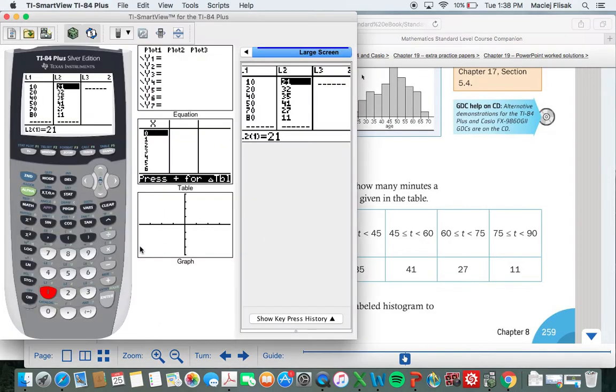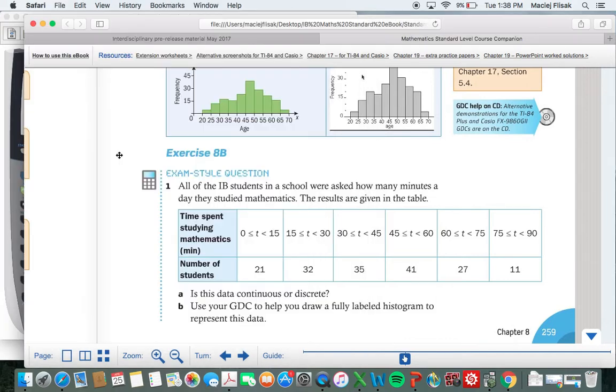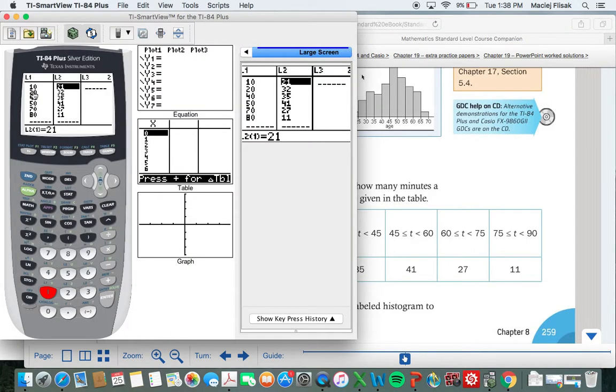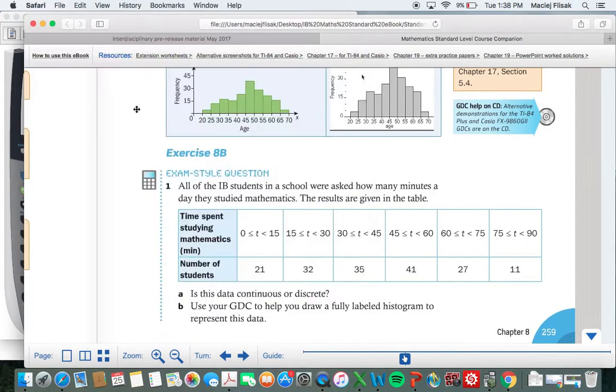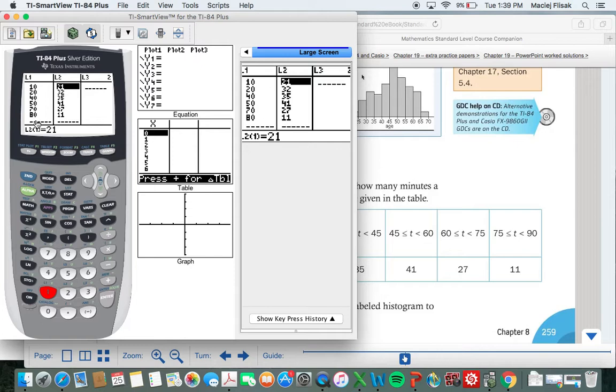So let's go back to that. Notice I've entered 10, because 10 is between 0 and 15. So I'm saying a student has studied for 10 minutes, and that has occurred 21 times. And then here I chose 20, between 15 and 30. Students studied for 20 minutes, and that occurred 32 times. And then here I think I did 40 minutes, 35 times, and so on. So again, I'm just choosing a value within that little range, because that's all we need to stack the bar. So once you've entered that list, now to make a histogram, you go to second, stat plot.